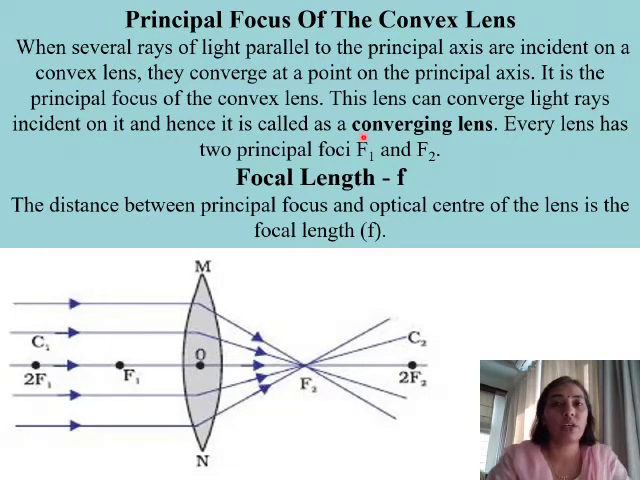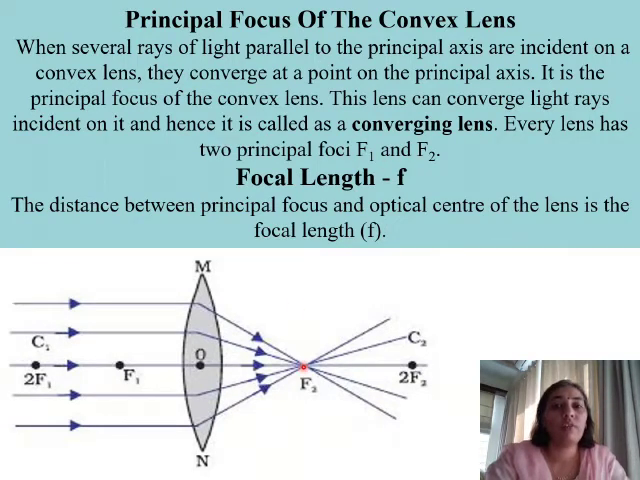So this point we have studied earlier also, and now we have shown this, that because a convex lens converges the light rays, it is called a converging lens. And how many principal focus does a biconvex lens have? Two focuses, f1 and f2. So we have seen f2.